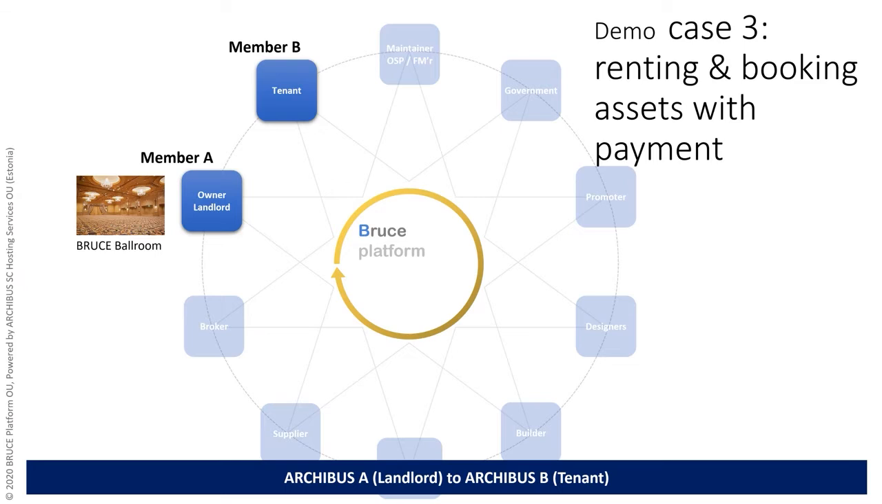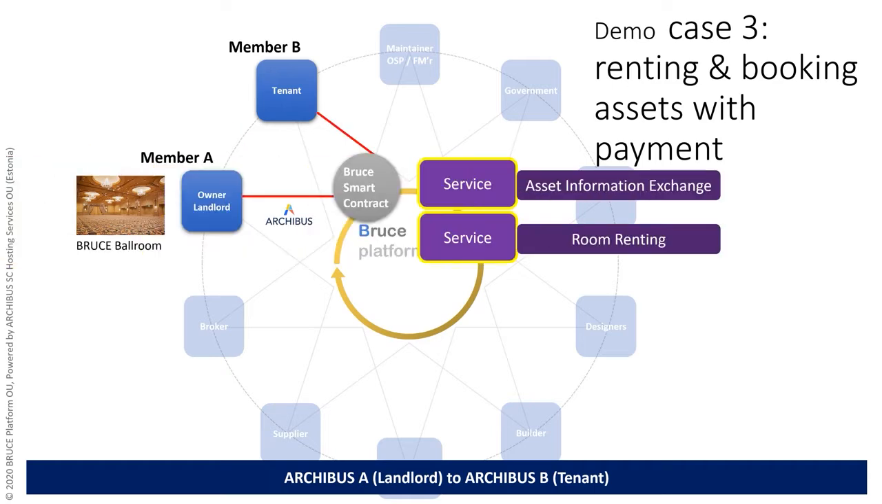Let's say that member A, who is a landlord in that case, creates a new room, and that room is exchanged with his Archivas with a tenant that also will have Archivas, and it's exchanged by a contract that in that case will have two services. First of all, there's an information exchange and then the room renting. All in one, okay? Before, we have seen a process of two different transactions between two different members. Now it is one transaction between two members, but with two services in the same contract.